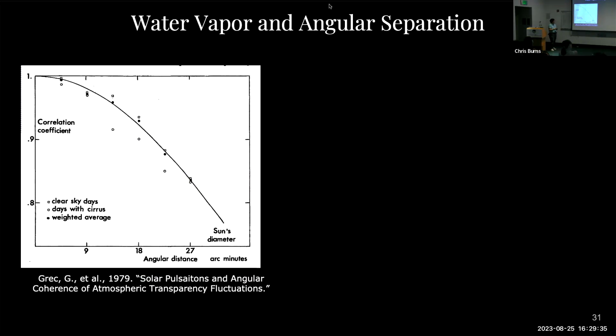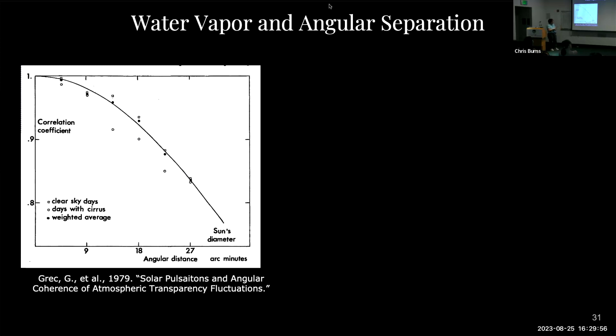So in our simulations, we're using a worst case scenario that is based on a study done on the transparency of the atmosphere as a function of angular distance. But this study doesn't actually take into account precipitable water vapor specifically. It is just looking at the effect of the atmosphere.